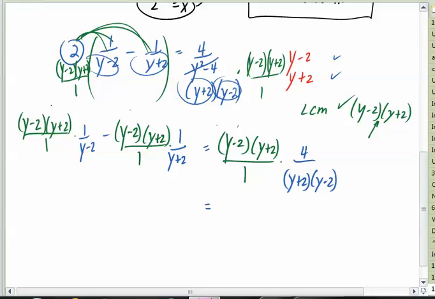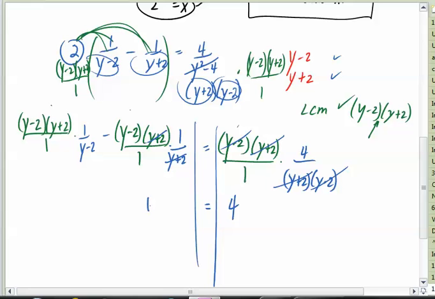Here's my equals. Keep your equals lined up. It's going to help you if you'll do that. This right here and this right here cancel. Y minus 2, y minus 2, so the right-hand side is 4. How handy is that? Y plus 2, y plus 2 cancel, and I'm left with 1.